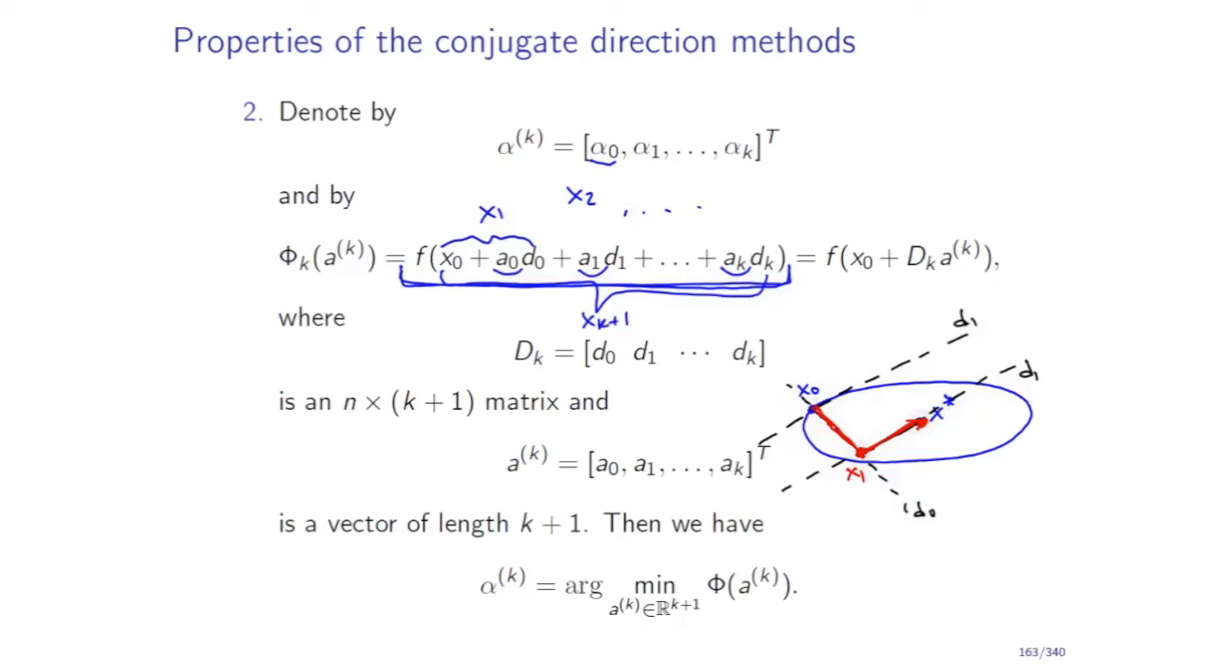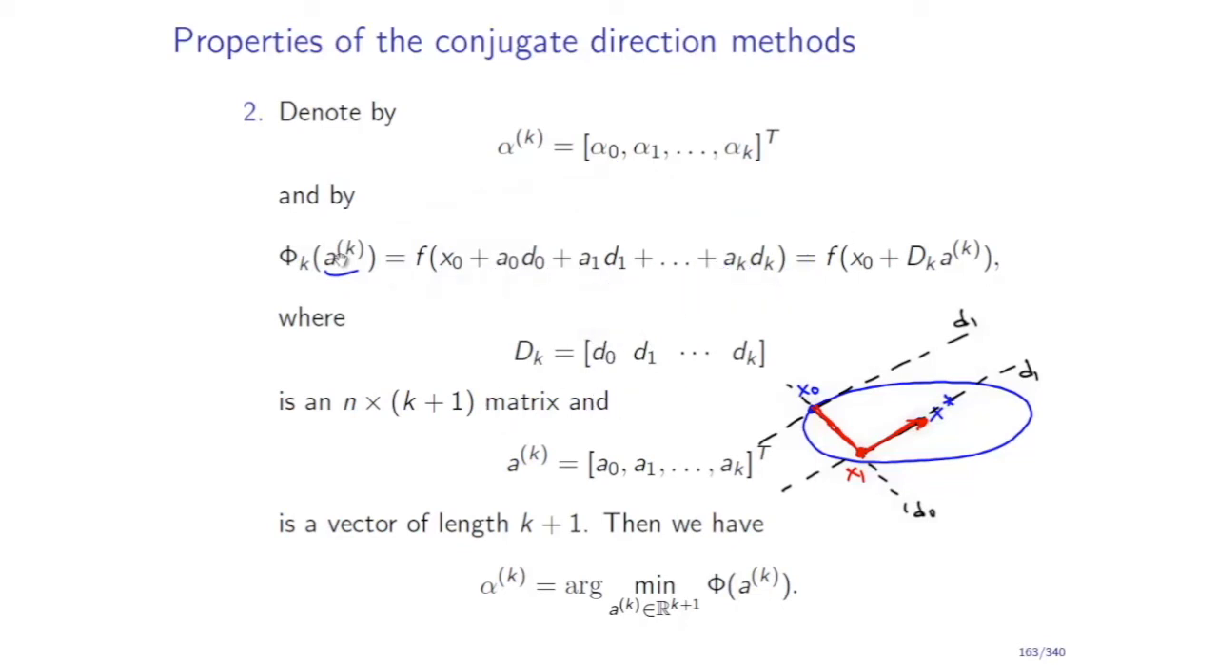And now we need to select these a's in a way that will obtain the best possible point after k plus 1 steps. So we want to minimize this function with respect to the vector of ak's. As soon as we fix x0 and d0 through dk, we are optimizing only with respect to the ai's, so we write this down as a function of the a k vector, and we need to minimize this phi k of ak with respect to the vector ak. Here we have this in the matrix representation.